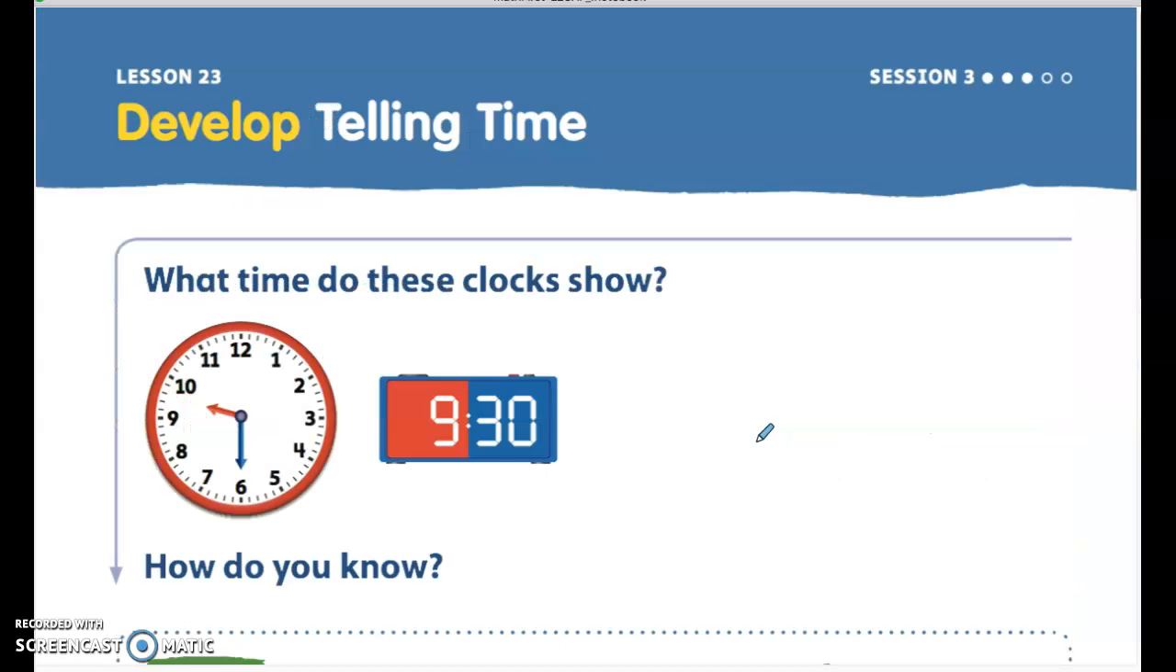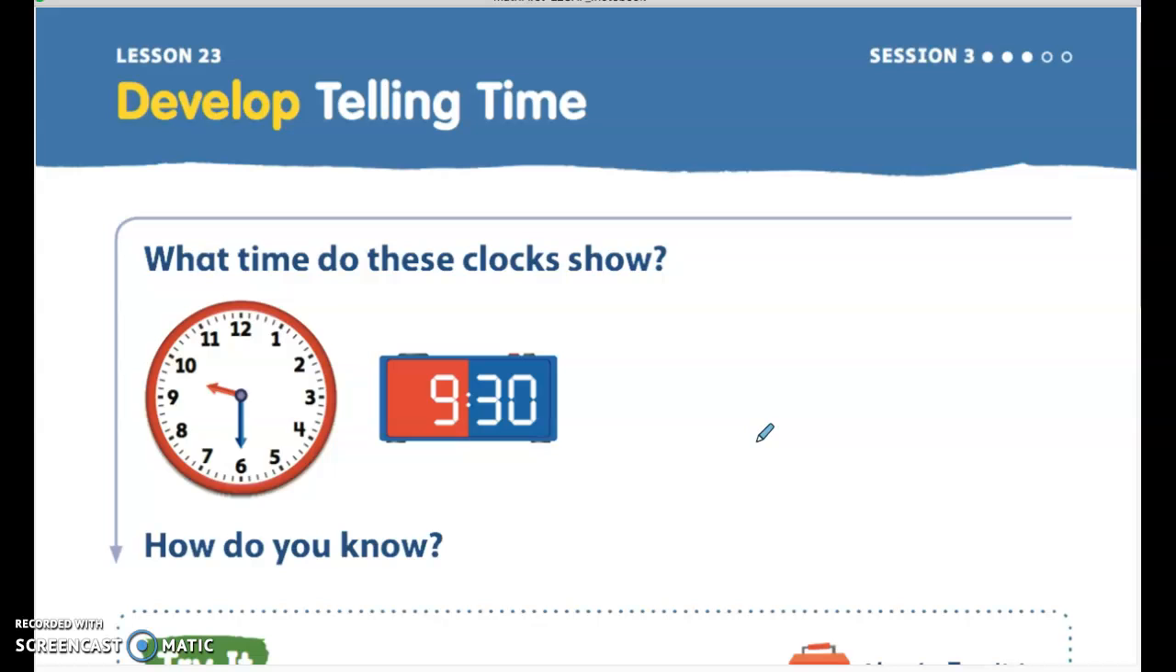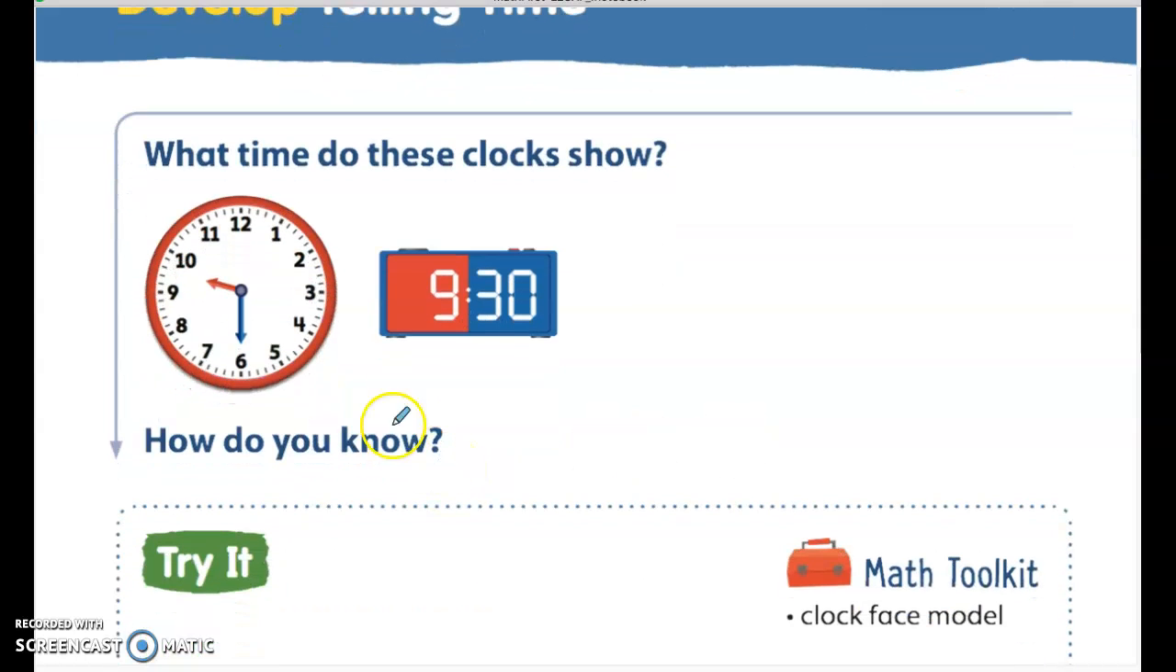So let's start. What time do these clocks show, and how do you know that? Well, you know that the little hand represents the hours, right? When the little hand is halfway between the 9 and the 10, it's 9. And when the big long hand points to a number, we need to count by 5s, right? So we need to start at 1 and do 5, 10, 15, 20, 25, 30. So the time is 9:30.